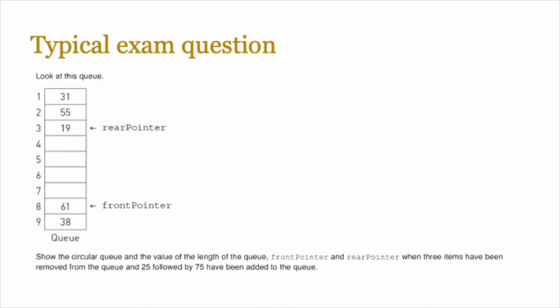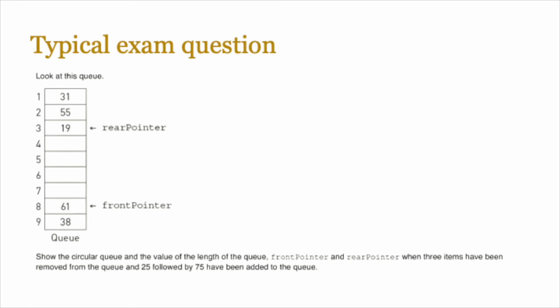Now, a typical exam question is similar to the stack one. So here you've got the front pointer pointing at position 8 of the index, a rear pointer at position 3. Straight away you know that this is a circular queue. Now you've got to show the value of the pointers when 3 items have been removed or dequeued and 25 followed by 75 have been added to the queue.